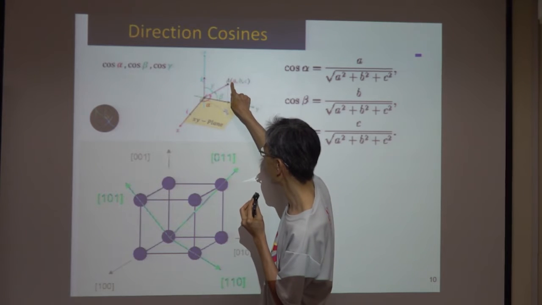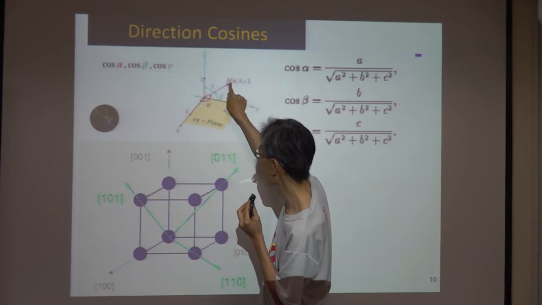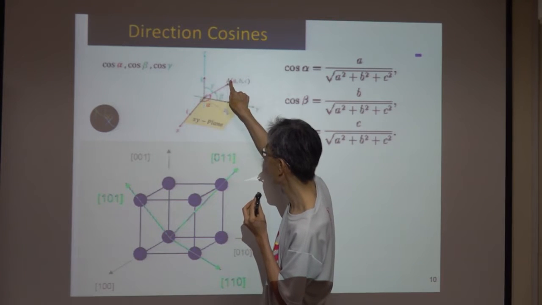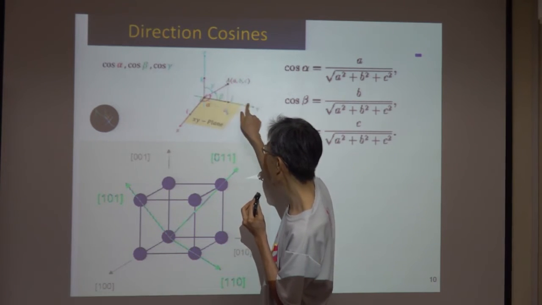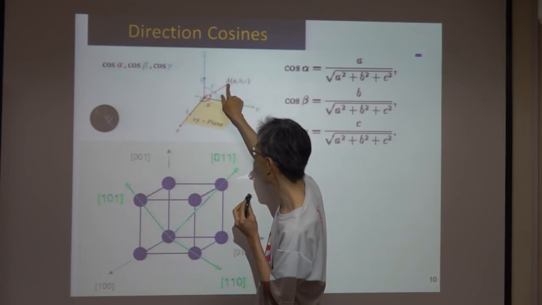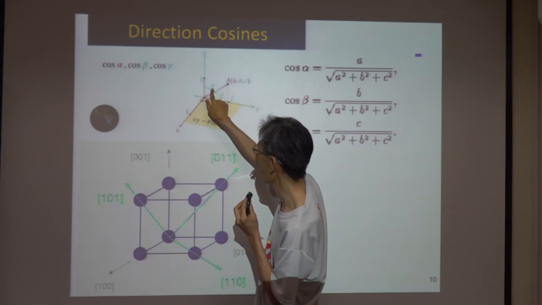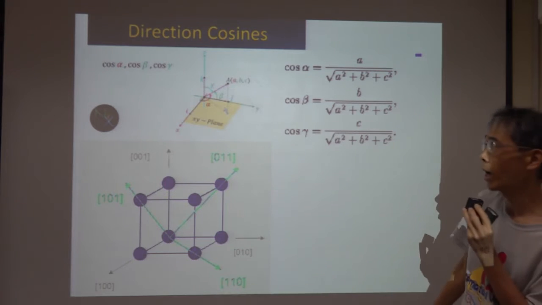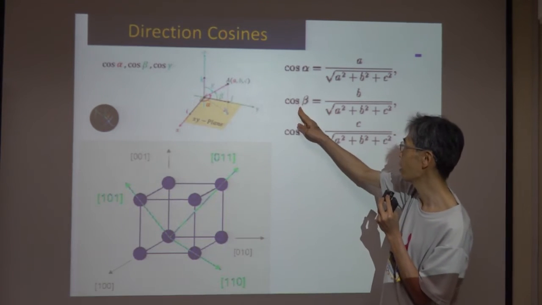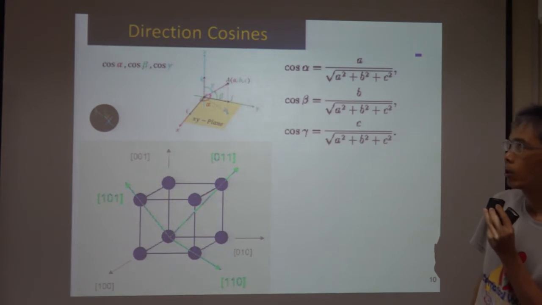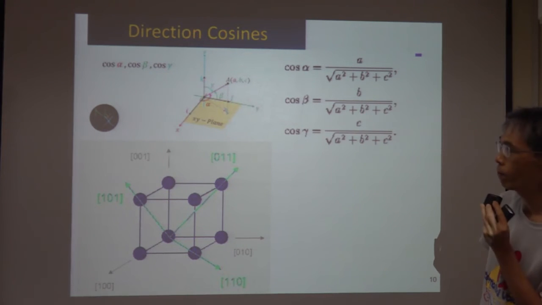For this vector, the angle between this vector and the x axis is angle alpha. The angle between this vector and the y axis is angle beta. The angle between this vector and the z axis is angle gamma. So the direction cosines are cosine alpha, cosine beta, and cosine gamma, the 3 direction cosines for vector OA, for vector ABC.